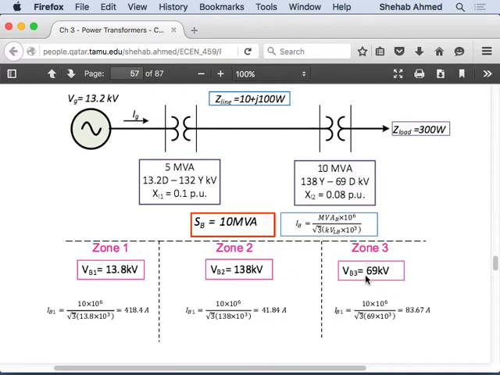And same thing here. One is chosen already. So 138 divided by V base 3 will be 138 divided by 69. Of course, since 138 is 138, then 69 is what I get here.